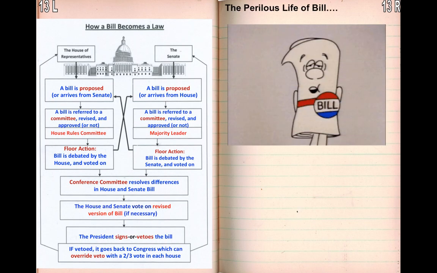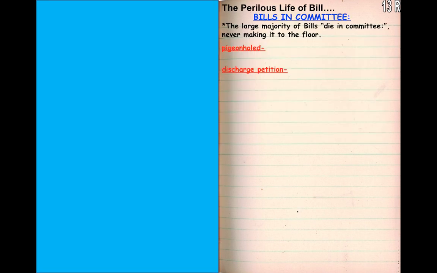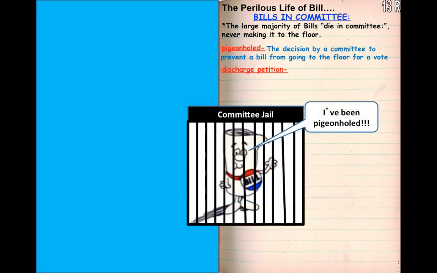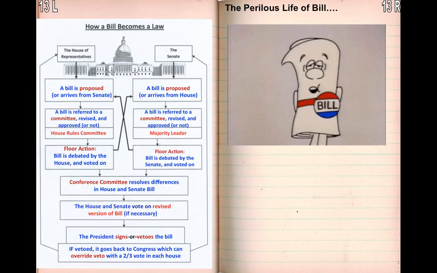So on 13R, we're going to talk about the perilous life of Bill, so how Bill can die. We're going to talk about how bills die in committee. They can also be saved, but one way that bills die in committee is through being pigeonholed. This happens in these stages right here: throughout this committee in the House, the House Rules Committee, and over here in the Senate, through the committee and Majority Leader Mitch McConnell. This is where they've either been proposed or arrived from either house.